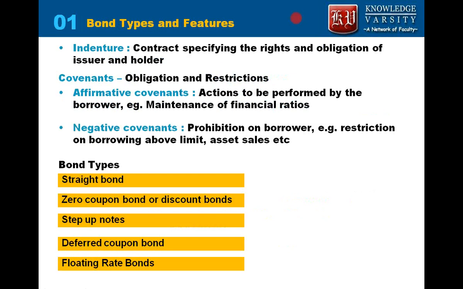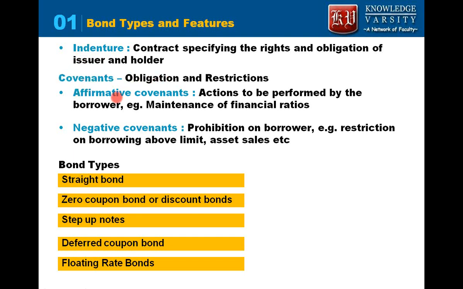So in this reading, we'll be discussing the different types of bonds and their features. Whenever a company issues a bond, it issues a contract. In that contract, it specifies the rights and obligations of both the issuer and the holder. This contract is called an indenture. There are some restrictions on the issuers which are specified in these indentures. So there are restrictions as well as obligations. These are called covenants.